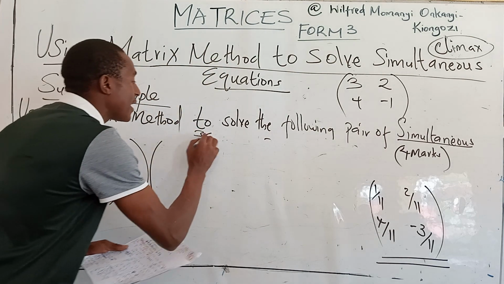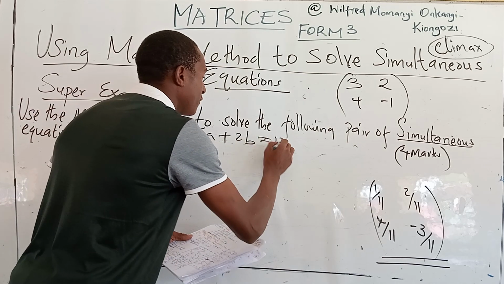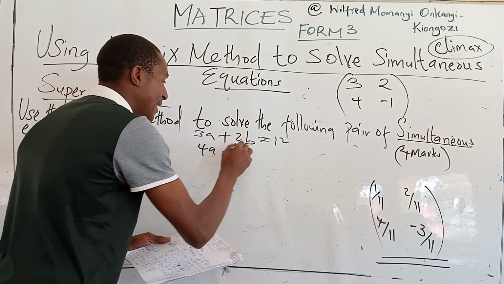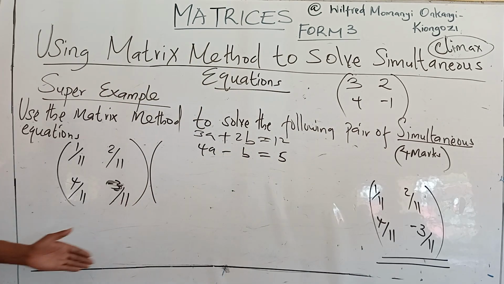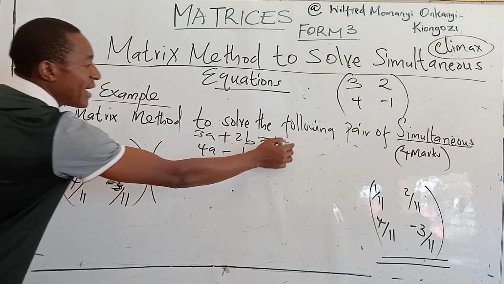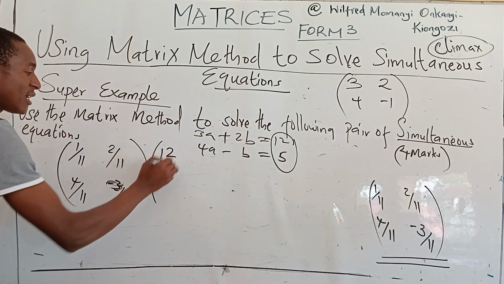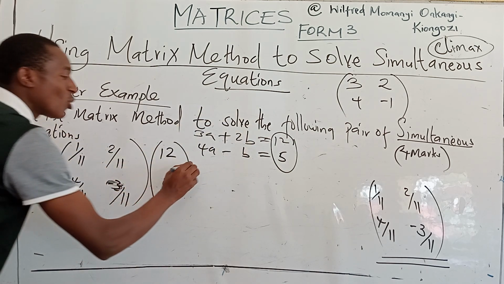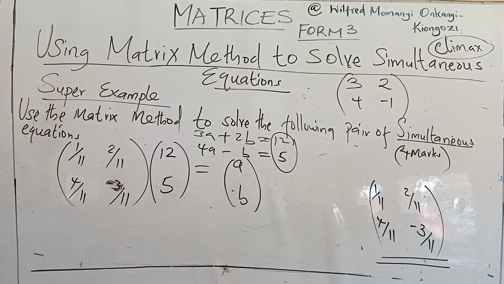Remember, 3a plus 2b is equal to 12. 4a minus b is equal to 5. So I am skipping unnecessary steps. The inverse that we got here is going to be multiplied by this column matrix, 12, 5, and what you shall have is A, B. Precisely, because we now want to get 2 more marks.